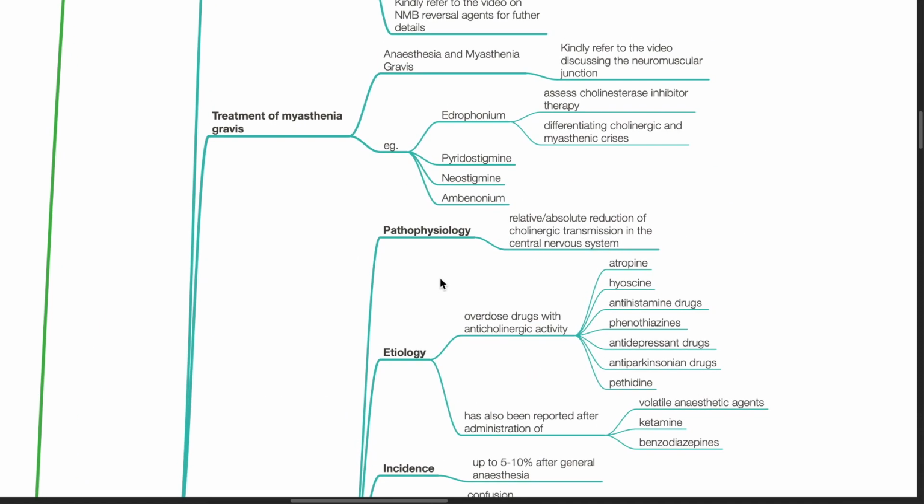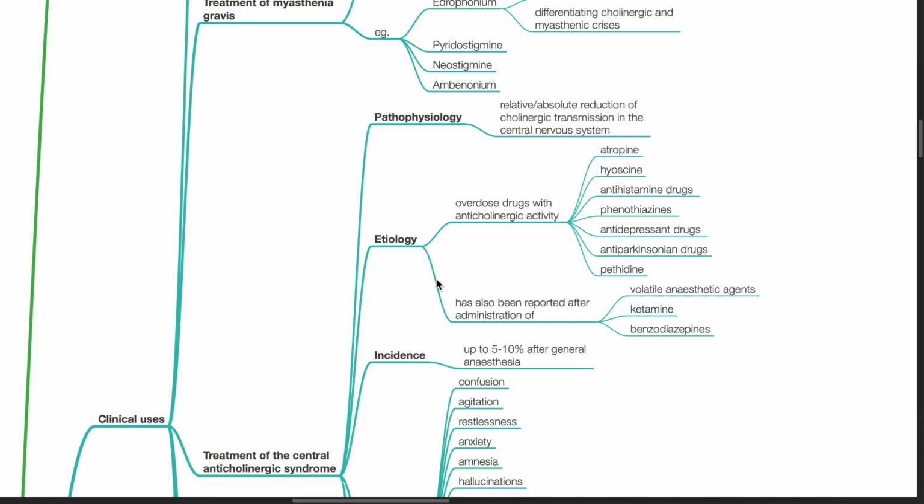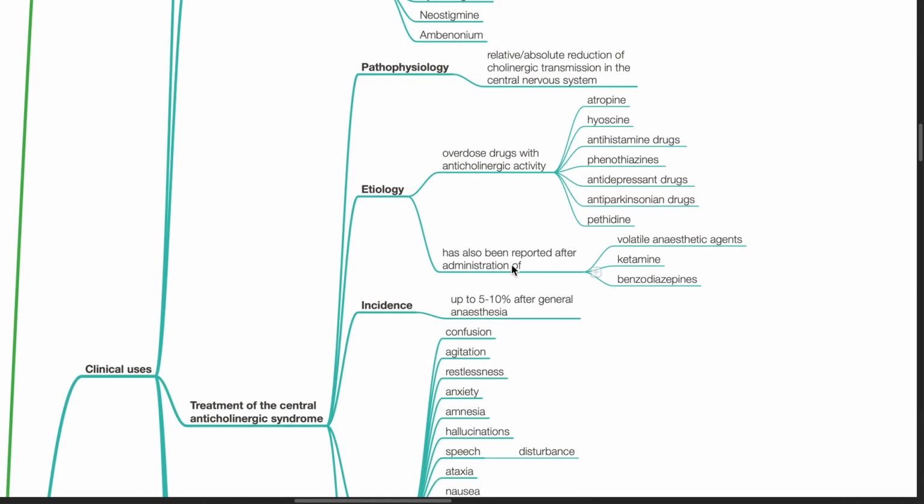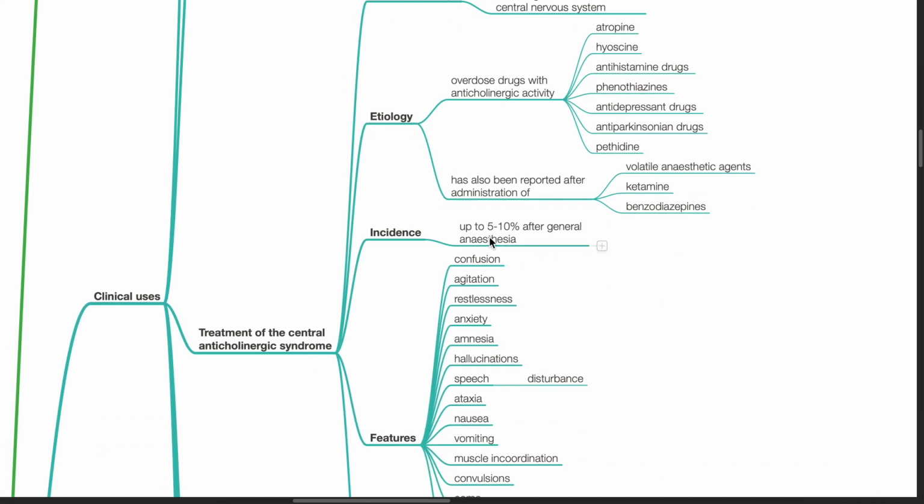Pathophysiology. Relative or absolute reduction of cholinergic transmission in the central nervous system. Etiology. It is caused by overdose of drugs with anticholinergic activity such as atropine, hyoscine, antihistamine drugs, phenothiazines, antidepressants, anti-Parkinsonian drugs, and pethidine. It has also been reported after administration of volatile anesthetic agents, ketamine and benzodiazepines. It occurs in up to 5 to 10% of patients after general anesthesia.